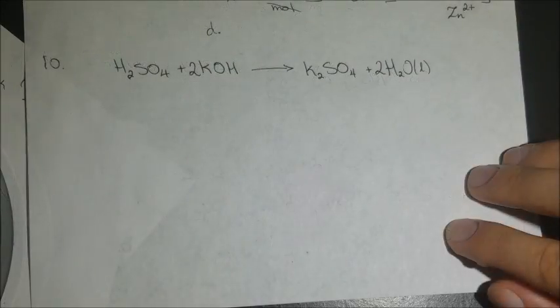Okay, lastly for number 10, we have a reaction of sulfuric acid and potassium hydroxide. And what we're being asked is to determine the molar concentration of sulfuric acid, that's H2SO4, in a solution if 5 milliliters of 0.1 molar potassium hydroxide is needed to completely react with 50 milliliters of the acid.